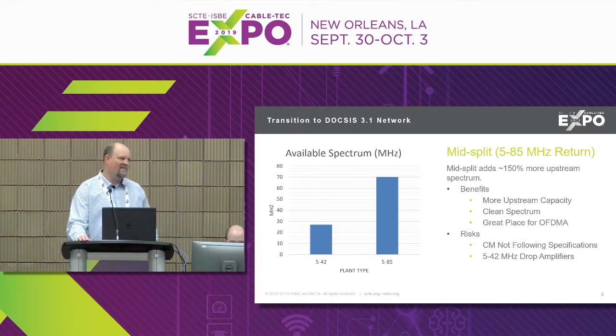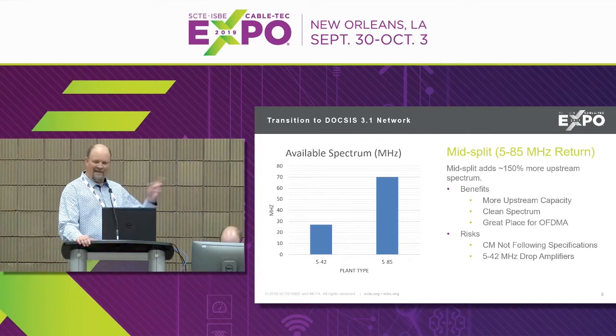So Shaw's actively moving to a lot of mid-split, and part of that mid-split plan is to eventually use OFDMA there. And so we can use it in our new carriers. Most of you don't have old 2.0 modems with 85 meg return. You're going to have 3.0 modems, 3.1 modems with 85 meg return. And maybe, depending on when you got into that game, it might be a majority of 3.1 modems. So it's a great place to use OFDMA.